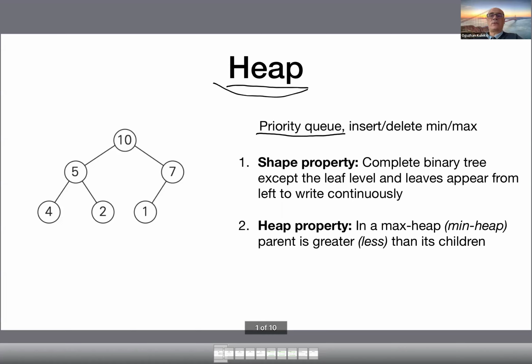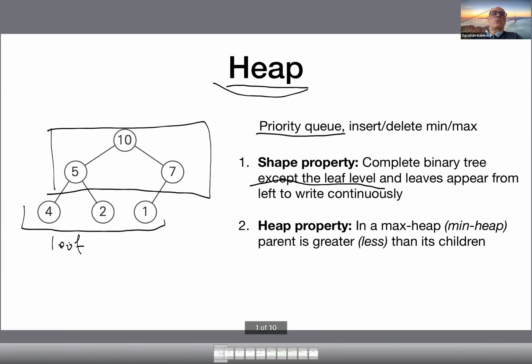It is a binary tree such that except for the leaf level, it is a complete binary tree, and all the leaf nodes are on the same level. For instance, you see, this one is a complete binary tree, and this is the leaf level. So I will have a complete binary tree here, and then I will have some leaf nodes. This is called a heap with the shape property. So it will be like that.